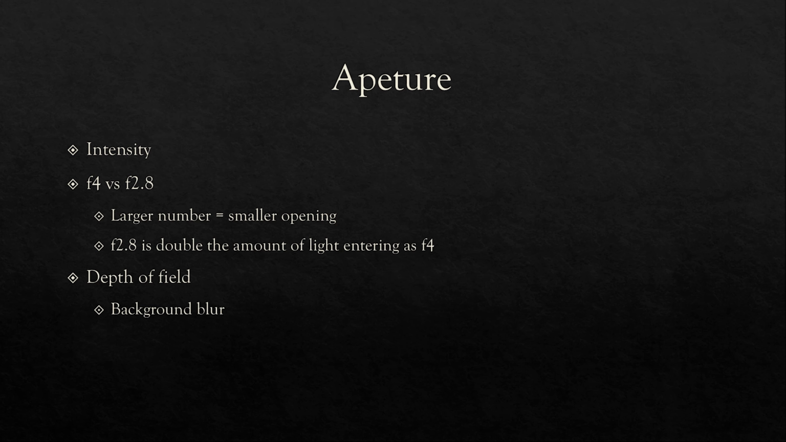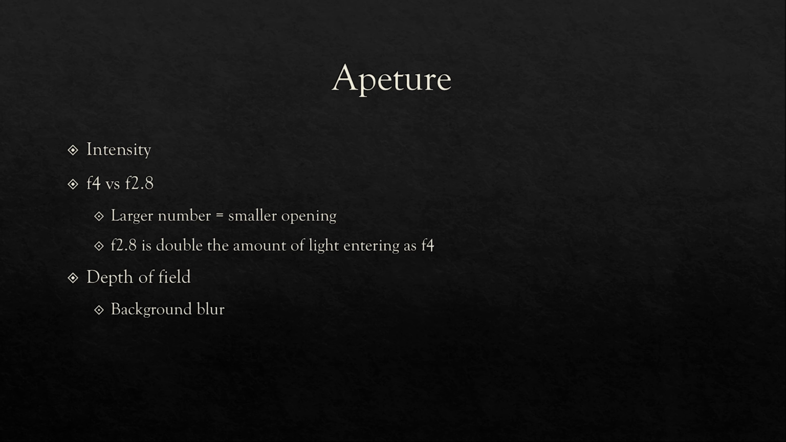So next we're going to talk about aperture. This is the amount of light that is allowed through your lens. So an example of this is f4 or f2.8. This is a little different than shutter speed, but f4 is actually a smaller opening in your lens than f2.8. Now the concept of doubling is still the same, so f2.8 is double the amount of light entering as f4.